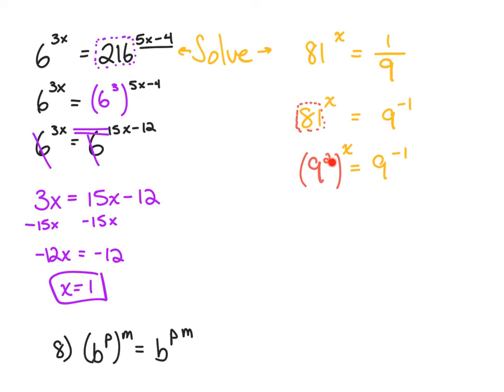I have a 9 with an exponent being raised to another exponent. I can multiply those exponents together. So I will have 9 to the 2x equaling 9 to the negative 1. So now I can reduce you guys away and set the exponents equal to each other. 2x equals negative 1, which means x equals negative 1/2.